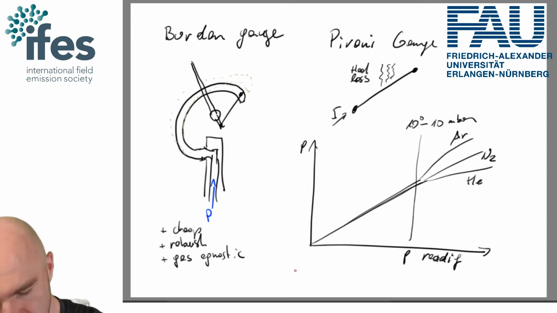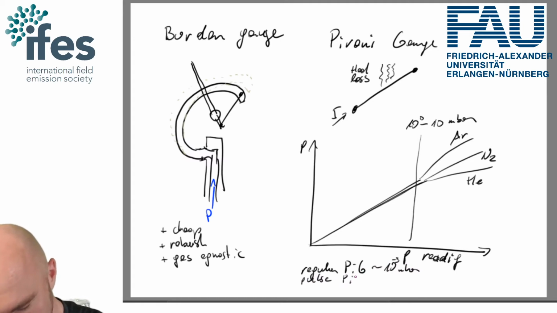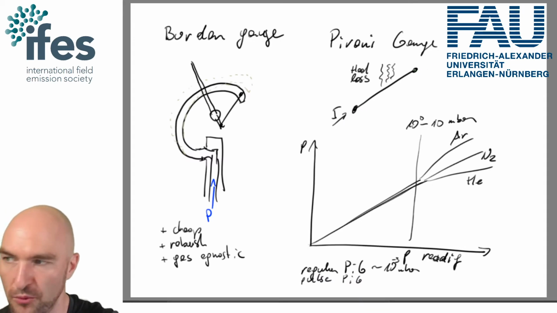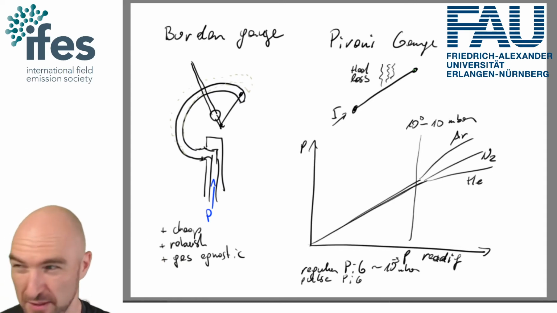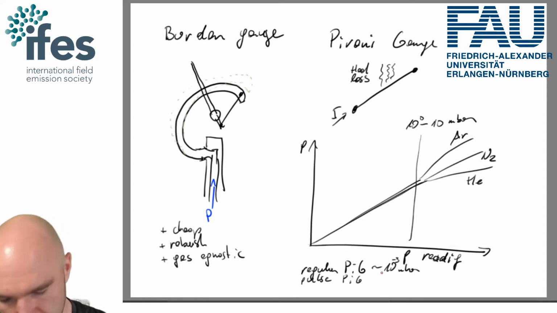A regular Pirani gauge will go down to around 10 to the minus 3 millibar. Then there are so-called pulse Piranis. Essentially they ramp the current up in a sawtooth fashion. Why that helps, I'm not entirely sure. I haven't looked into it in detail, but they will get you down to about 10 to the minus 4 millibars.